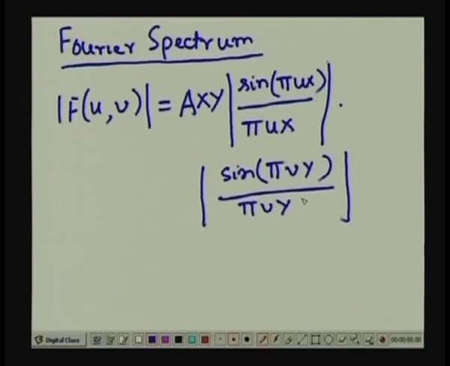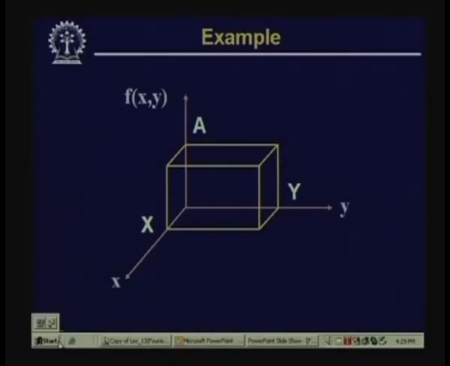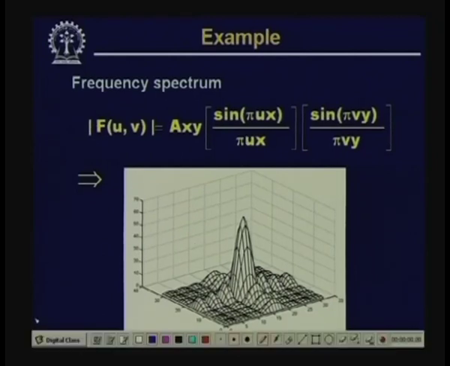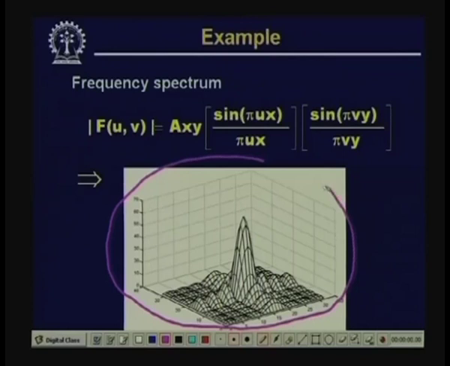Now, if we plot the Fourier spectrum, the plot will be something like this. So, this is the plot of this Fourier spectrum. You find that this is again a two dimensional function. Of course, in this case the spectrum that has been shown is shifted so that the spectrum comes within the range for its complete visibility.